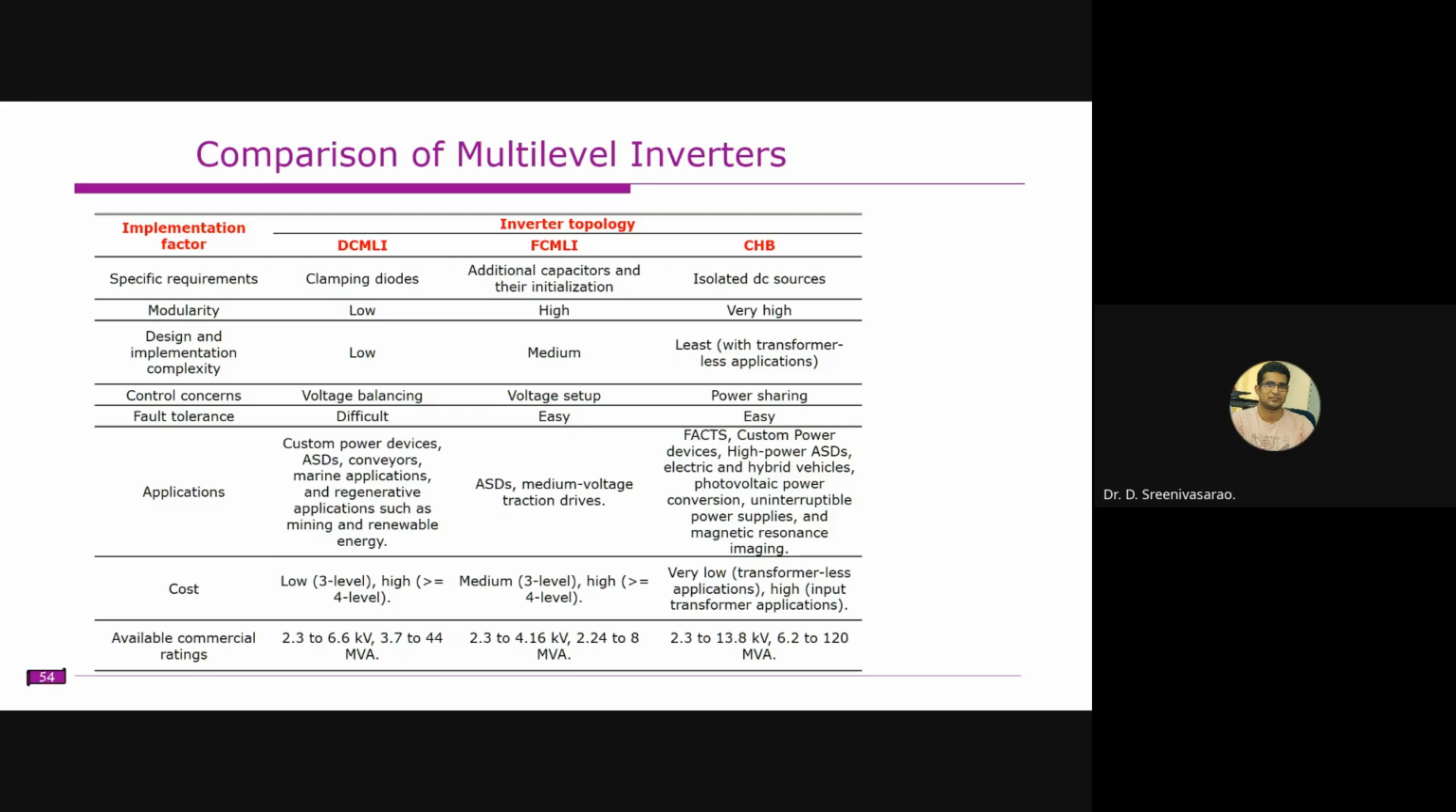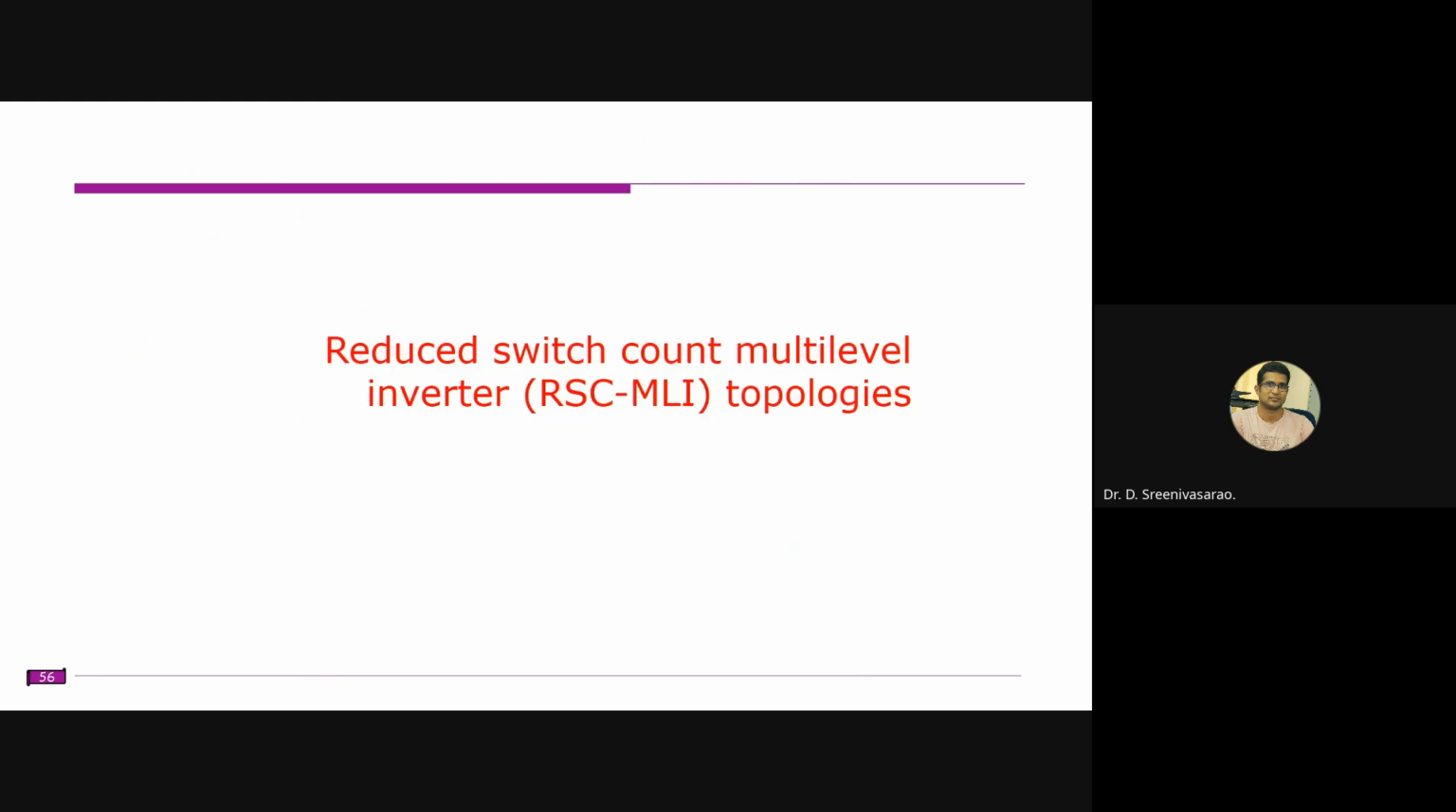This cascade H-bridge is especially suitable for applications like hybrid electric vehicles, photovoltaic power cells, uninterruptible power supplies, magnetic resonance imaging. Likewise, these are all of the applications here. Now this is self-explanatory. And next we move to the other topic.